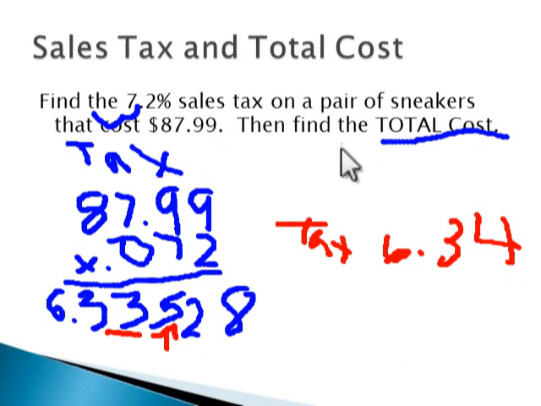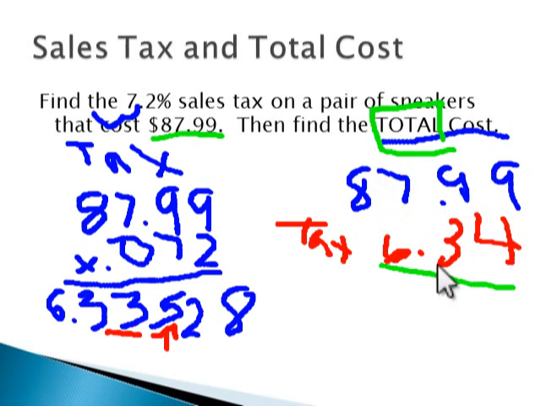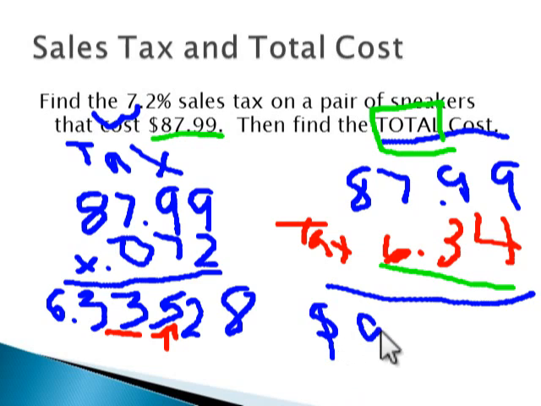Okay? So that's the tax. That's answer number 1. It says, then find the total cost. Well, this word total already tells us what we need to do, because the word total implies addition. So what are we going to add? We're going to add our original cost with our tax. So we're going to add $87.99 to the $6.34. And when we do that, the result is $94.33.